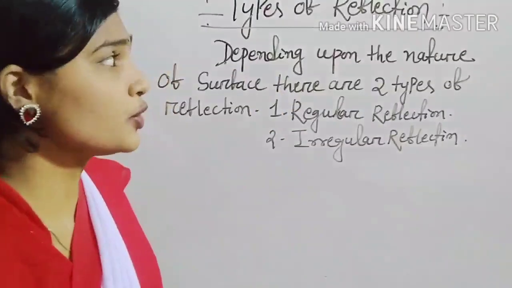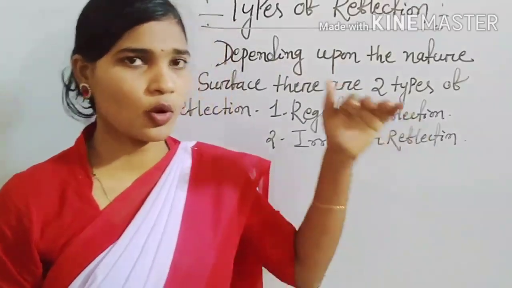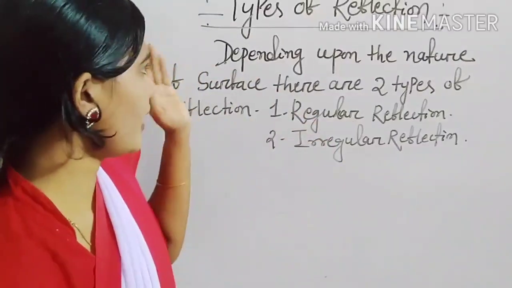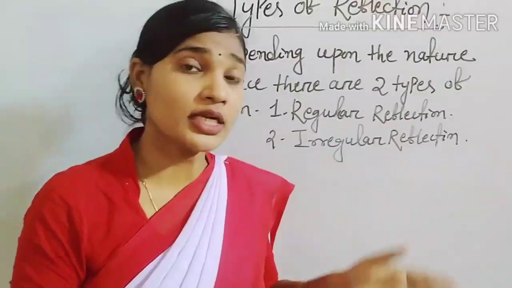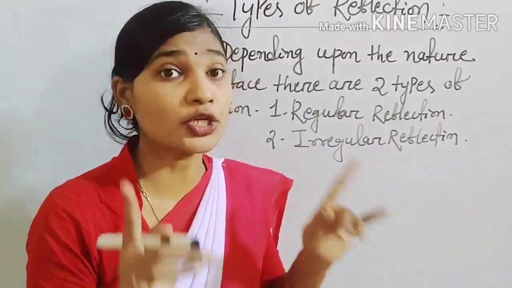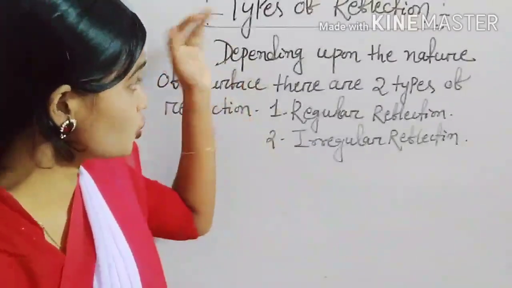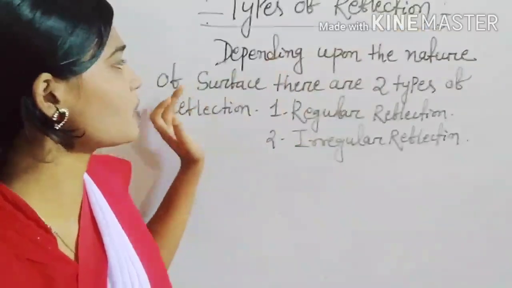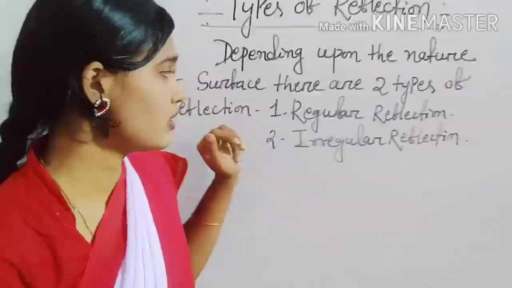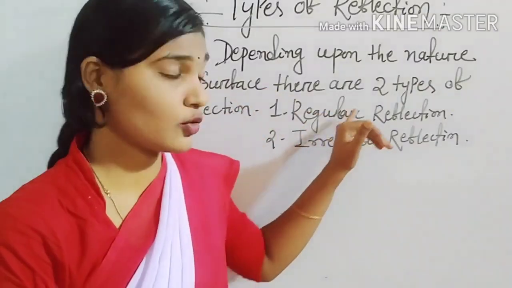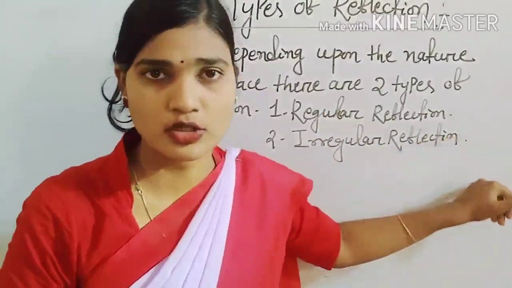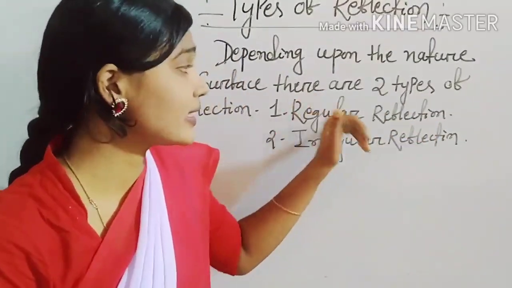So we know that when a ray of light falls on a reflecting surface, it gets reflected, and the amount and the direction of light reflected depends upon the nature of the surface. So depending upon the nature of the surface, there are two types of reflection. First one is regular reflection. Second one is irregular reflection. So what is regular reflection?